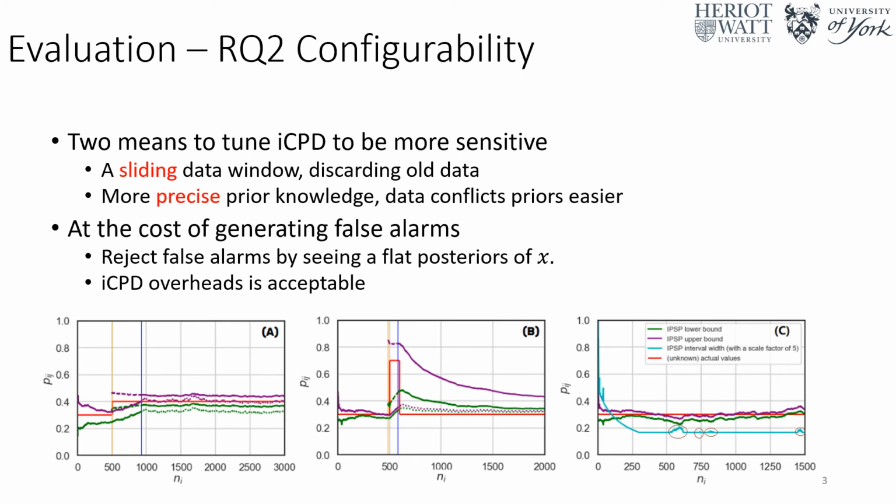Of course, by making the ICPD more sensitive, we are at the risk of seeing false alarms. For instance, in the third figure, where there is no change at all, we still triggered 4 false alarms. The good news is, even if a false alarm was triggered, the ICPD can reject this false alarm after seeing a very flat posterior distribution of the change point X. And also importantly, the overheads of our ICPD are low, which is the next research question.